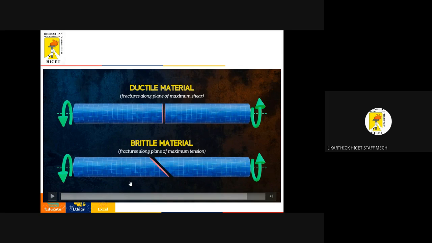So this is the important thing that we need to understand about ductile material. In ductile material, once we start testing, the maximum shear stress will occur. But in brittle material, the shear stress will happen only by means of the maximum tension. This is also an important factor that you need to understand, right?